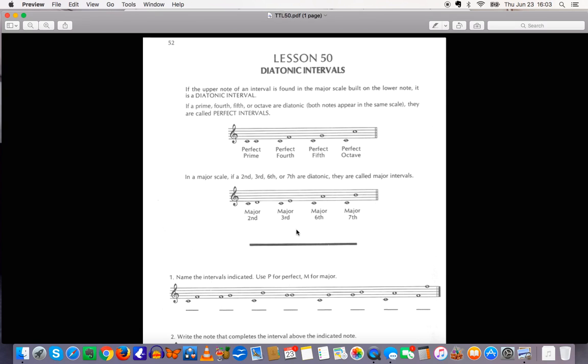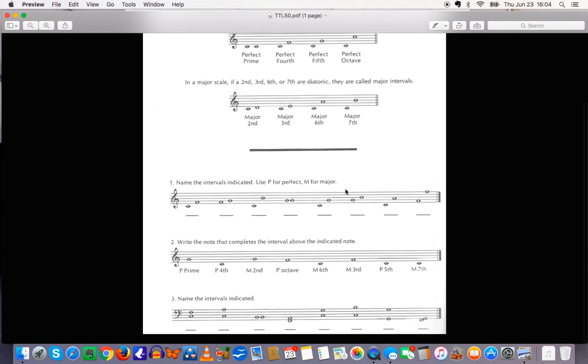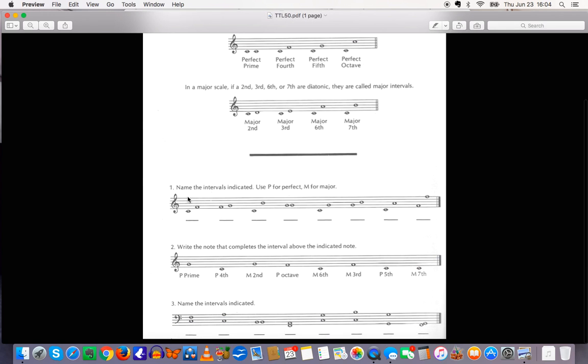And these other ones are called major intervals. Okay, so you have basically everything else: the second, the third, the sixth, and the seventh. And those are found naturally in the major scale. So those are called diatonic intervals. Okay, actually all of these are diatonic. These are perfect. These are major. All right. Yeah, pretty easy to understand.